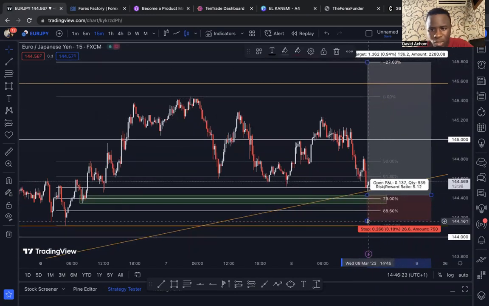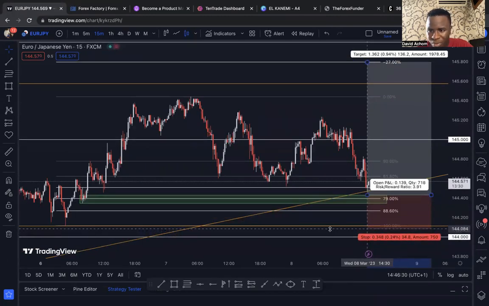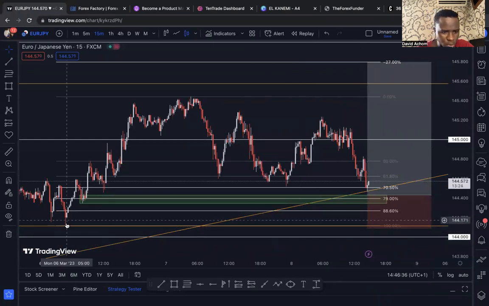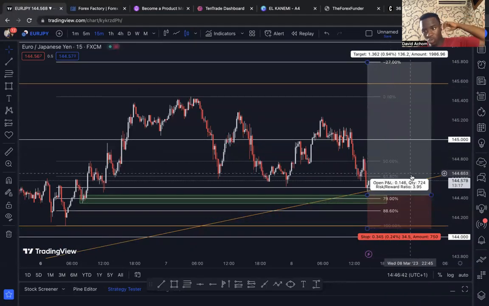Then honestly speaking, based on structure, I'll keep my stop loss below this low, which is 35 pips. A 35 pips stop loss is below this low because if price comes into this low, it means it's not going to buy. So I'll keep my stop loss there, my take profit there. That's 1 to 4 risk to reward. Very good. Now look at it.